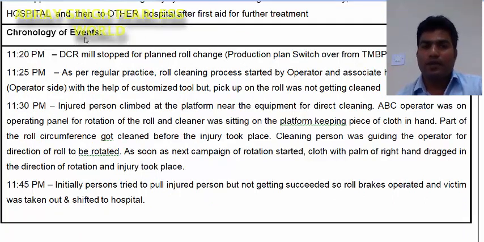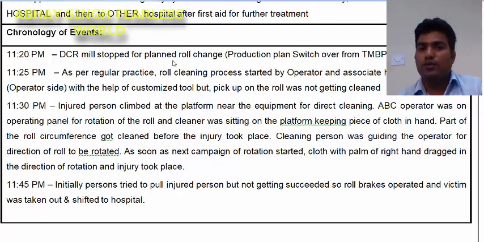Then we will study the chronology of events. That means what was the sequence of the accident. You know why we note this: if we can't analyze the incident, we will not be able to find out the root cause. So for finding the root cause, it is necessary to know all things about the incident and all steps taken at the time of incident. So we will analyze step by step.